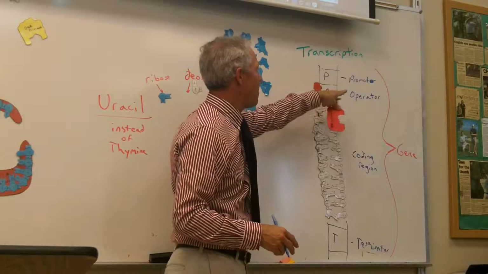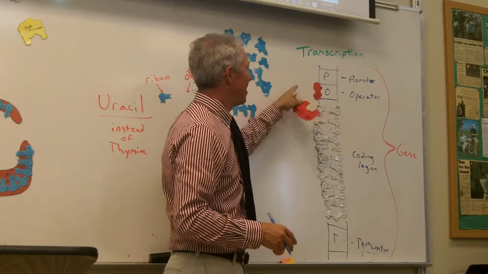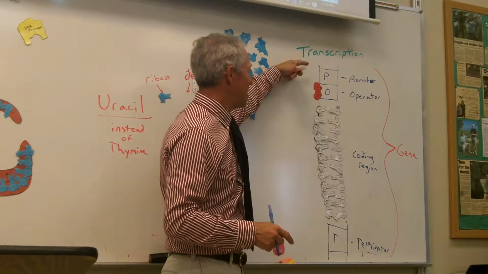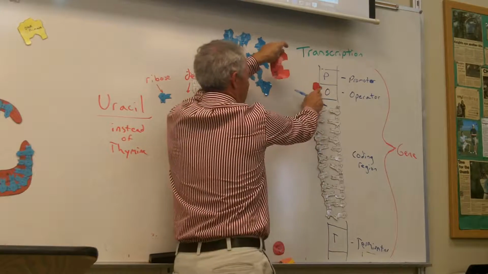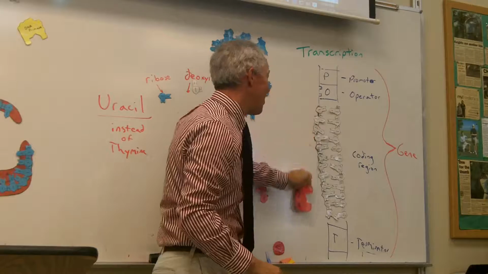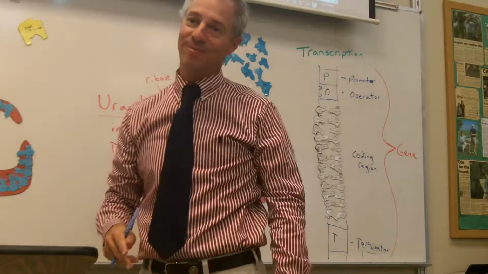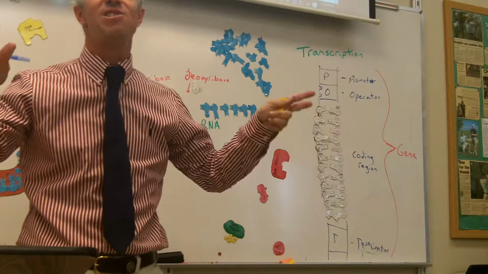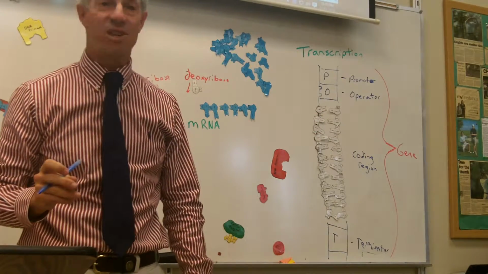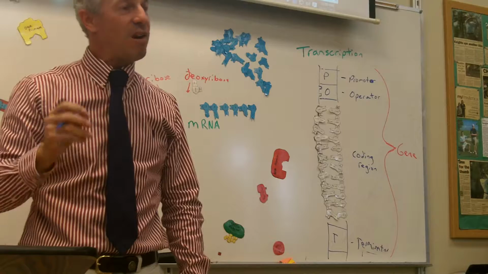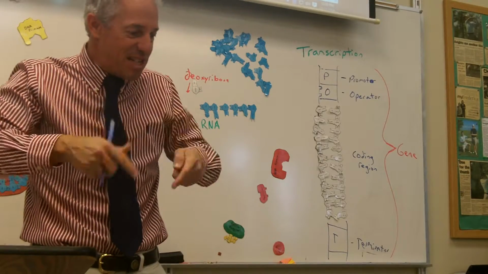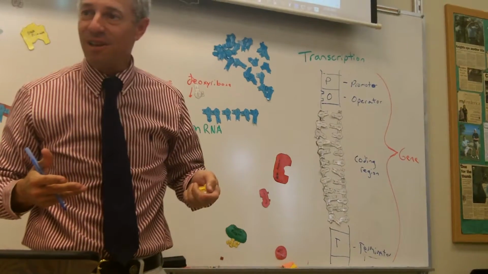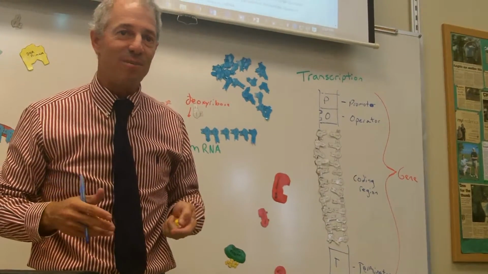So the operator is a site that is like an on-off switch. If a repressor protein is there, the gene is off. And if the repressor protein is removed, the gene is on, and you can transcribe the gene. Right now, in your cells, most of your genes are off. They're not functioning right now. Only when the cell needs to make something is the gene turned on, so the cell can make a protein.